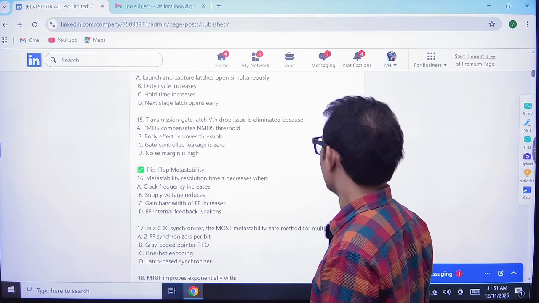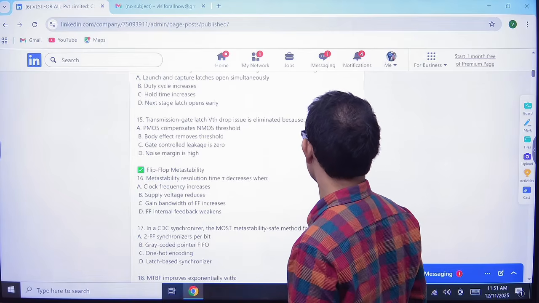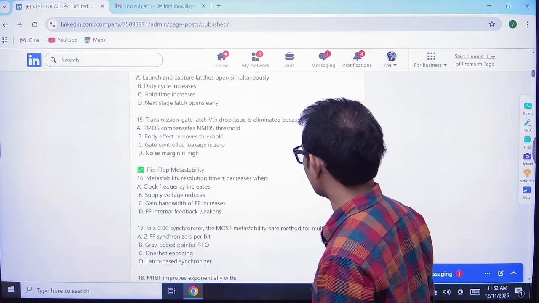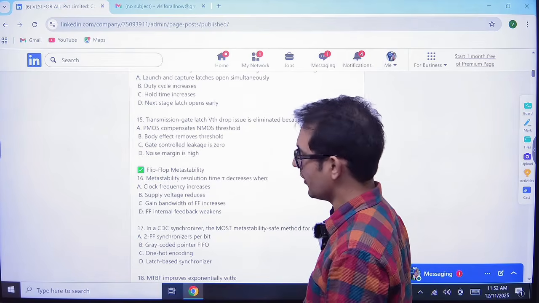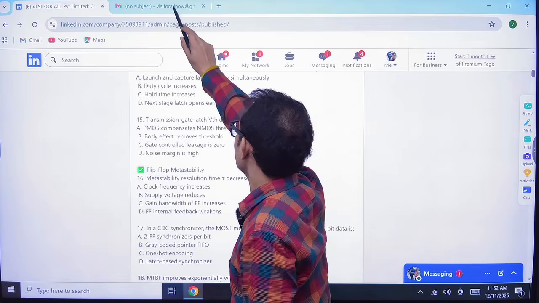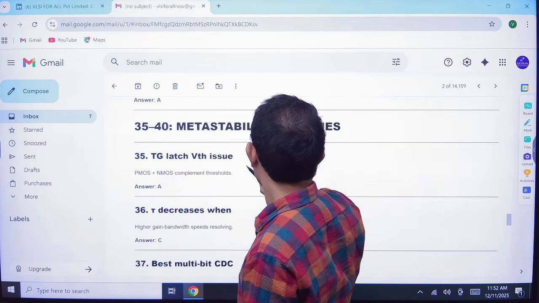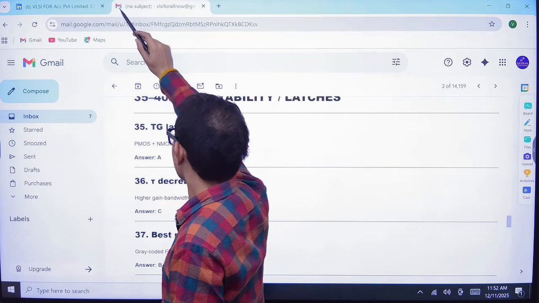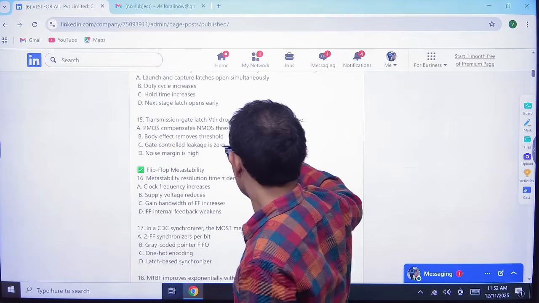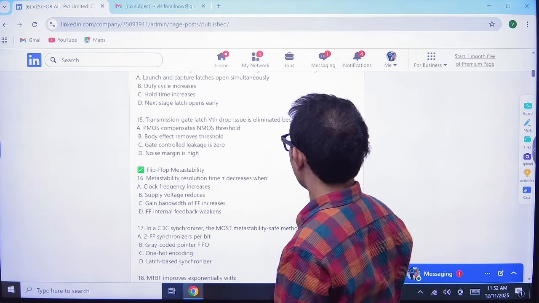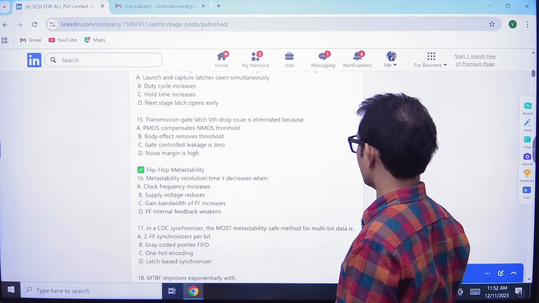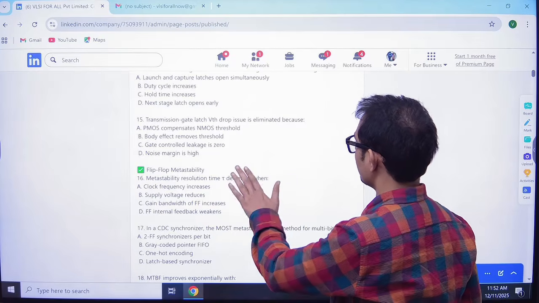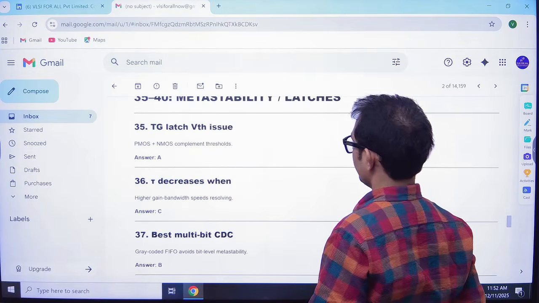Transmission gate latch voltage drop issue is eliminated because PMOS compensates NMOS threshold, body effect removes threshold, gate control leakage is zero, noise margin is high. So answer for this is, okay, the answer is 1, A. Voltage drop is eliminated because the PMOS compensates the NMOS threshold, right? Here is the explanation they have given, right?